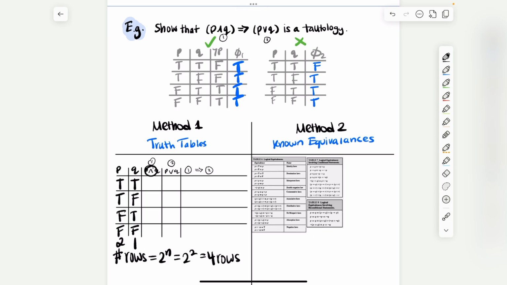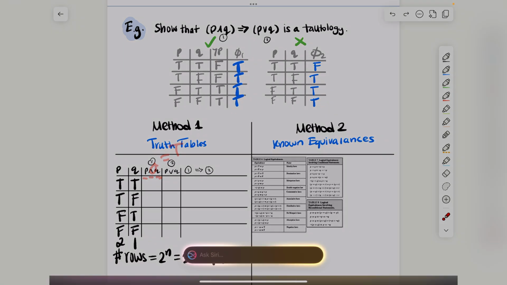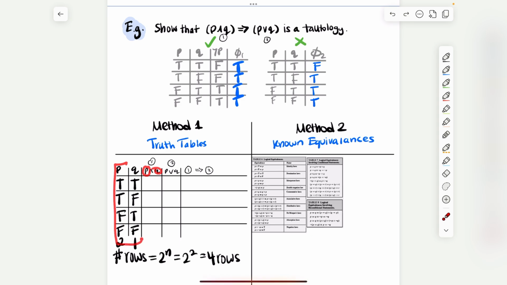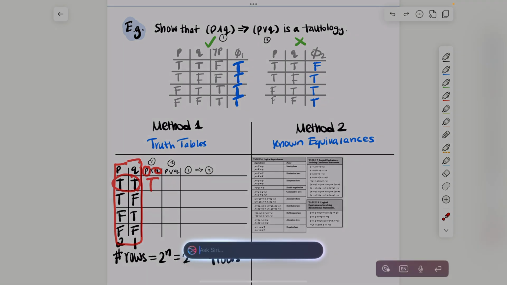Then here we have P and Q. Remember that an AND operator will only ever give you true if this and this are true at the same time. So we're looking at P and Q, both of these columns, and we're looking for them to be true at the same time. That's going to give us true, otherwise false. So here the only time they're true at the same time is in this case, so this is going to be true, otherwise it's false.